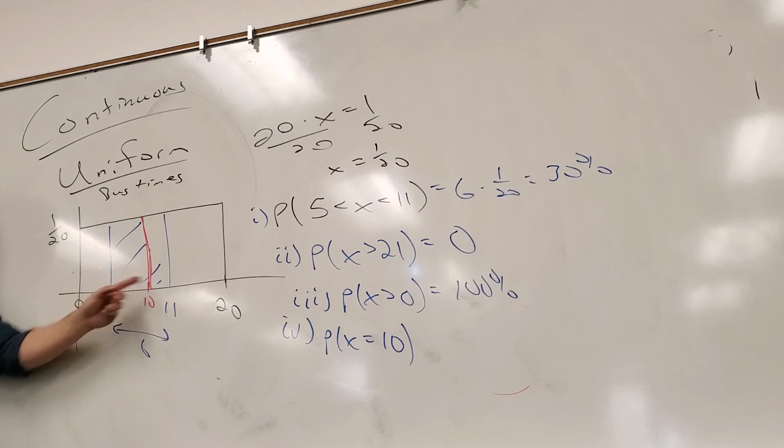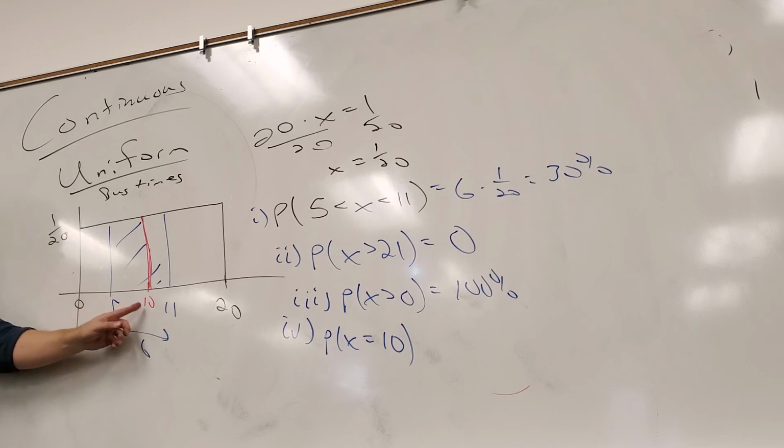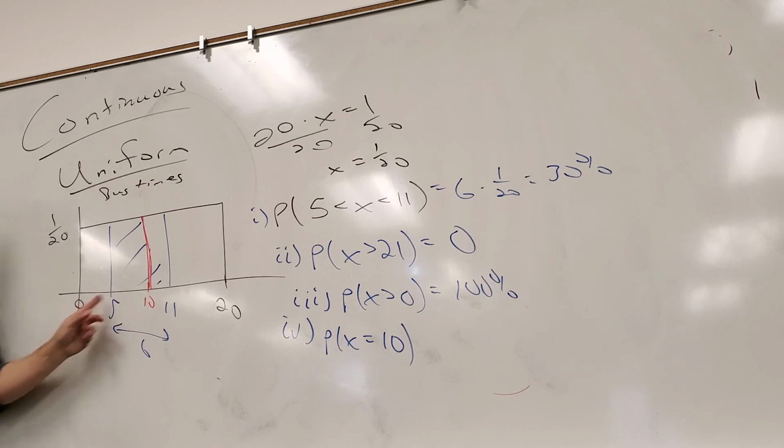How many total numbers are there between 0 and 20? Don't say 20. Infinite. So what's the denominator going to be for any specific situation here? Infinity. What's anything divided by infinity? 0. So the probability I get exactly 10 out of an infinite number of choices is 0.